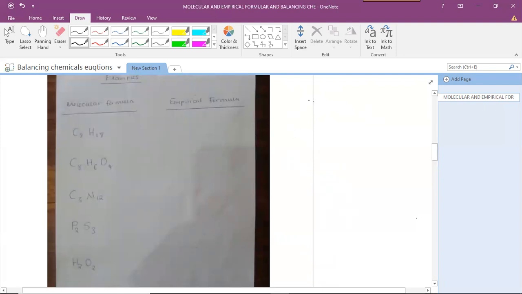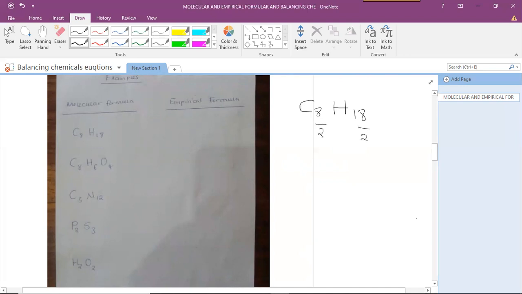So the first molecule is C8H18. That's the molecular formula there. And then we're trying to figure out the empirical formula, which is the lowest whole number ratio, and it shouldn't have decimal points. Here, the highest number is 8, but 8 cannot go into 18 without leaving a remainder. If we divide that, it will be 2.5. So we have to look for a factor that can go into both 8 and 18 without leaving a remainder. That would be 2.